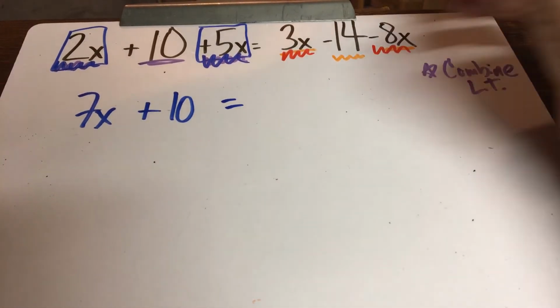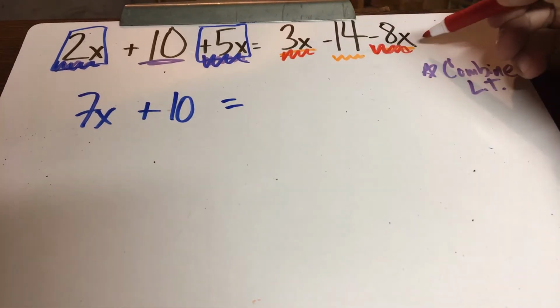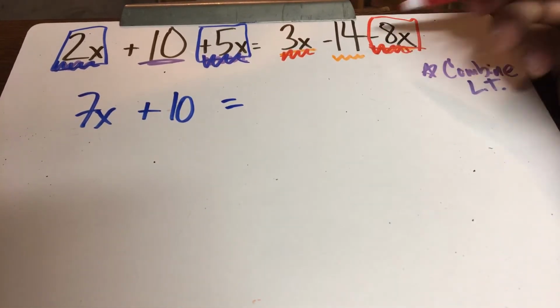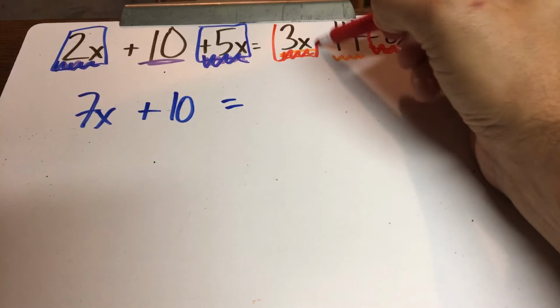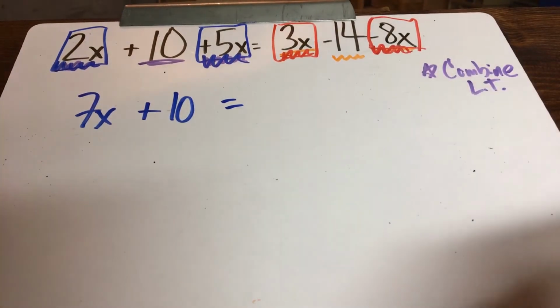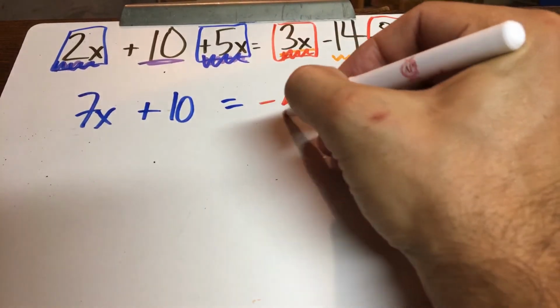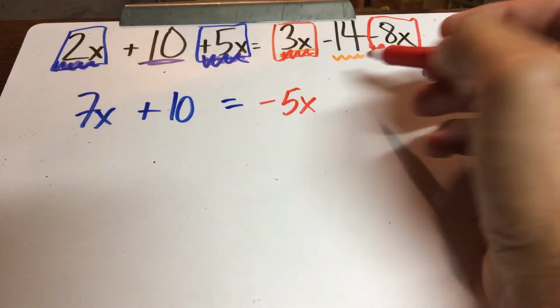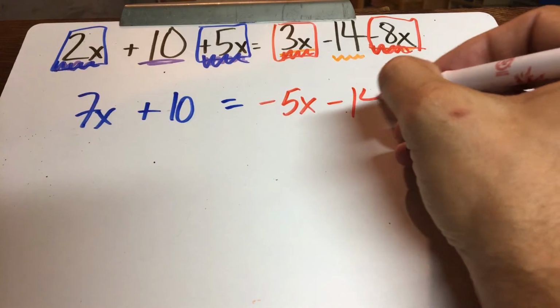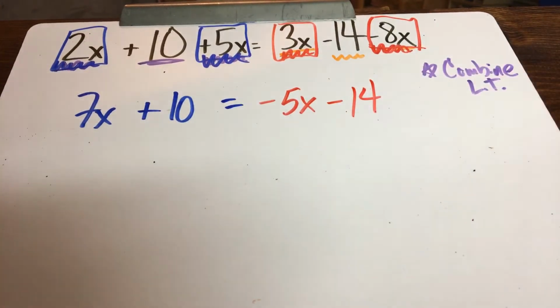Now this is not 11, is it? This is 3, but then this is minus 8. See how it has the subtracting in front of it? That is a part of the process you really need to pay attention to. This is 3 minus 8, which is negative 5x. And then we just have one regular number. People call that a constant, which is negative 14.